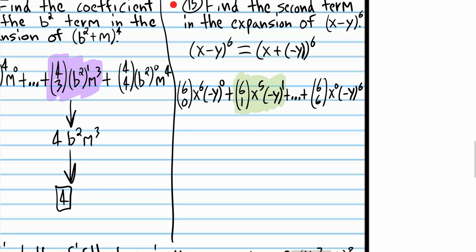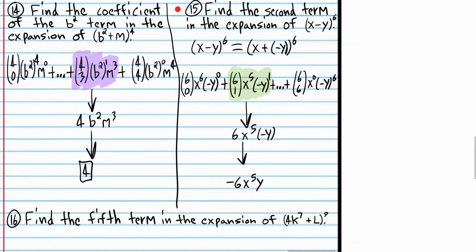So how many ways can you choose one thing out of 6 things? Well, obviously that's 6 ways. Negative y to the first power is negative y. So then we have negative 6x to the 5th y. So that is the second term in the binomial power expansion.